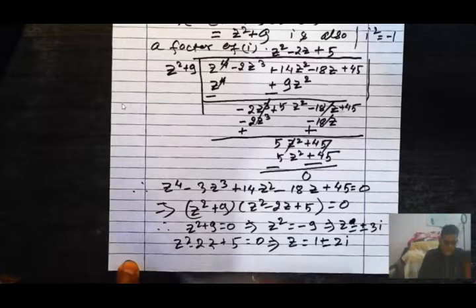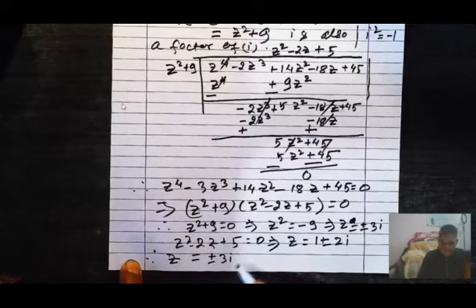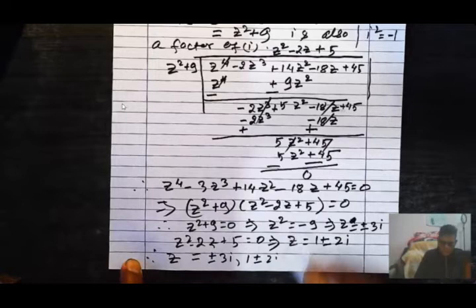So therefore, the answer for this question is z equals plus or minus 3i. You can write plus 3i, minus 3i like this or together, it doesn't matter. And this is 1 plus or minus 2i. And these are the answers. If you like, you can have a look from the beginning to now.